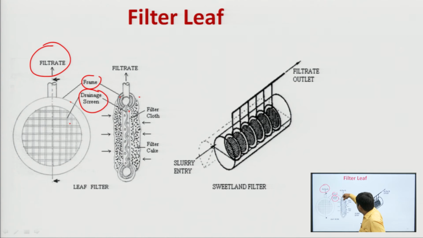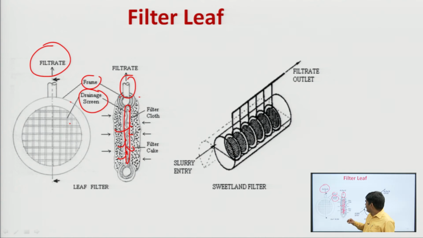So, after applying vacuum to this portion, what happens? The liquid passes through the filter cloth, the filtrate enters into this drainage system, and the cake is deposited over the filter cloth. As soon as the liquid passes through this screen into this area, the filtrate is collected out.